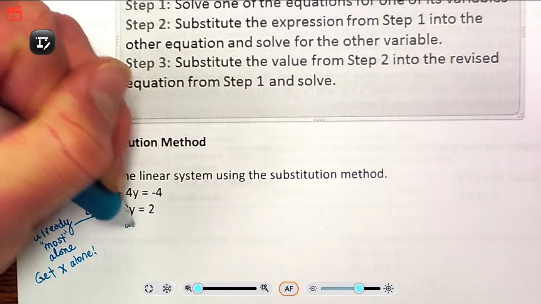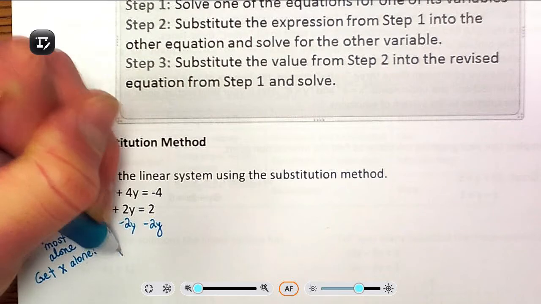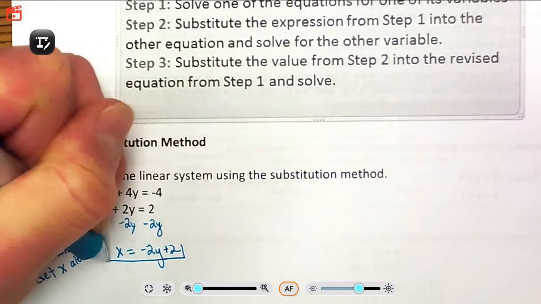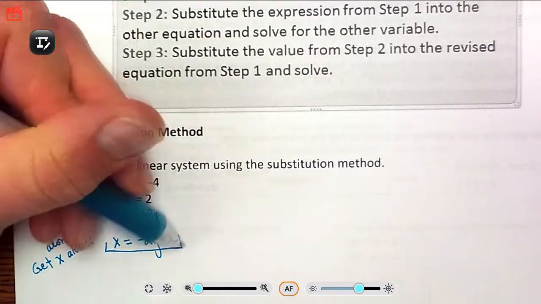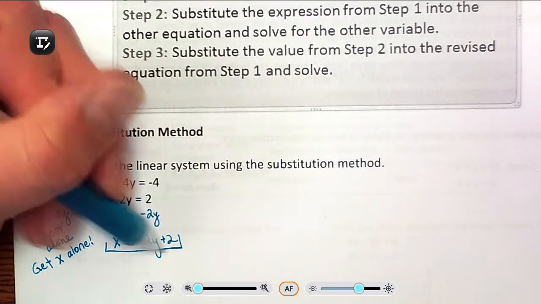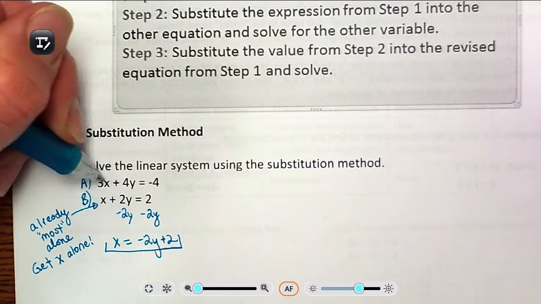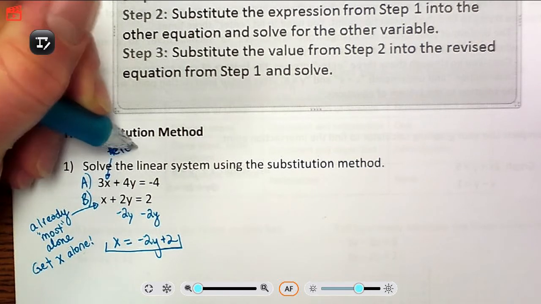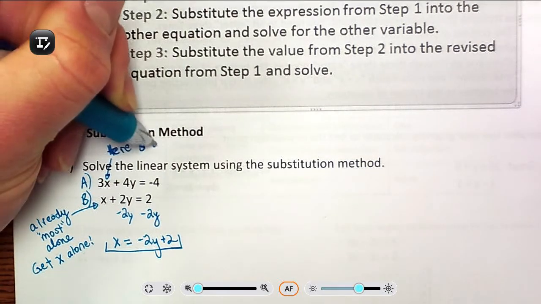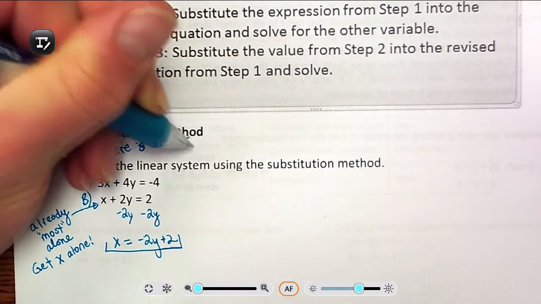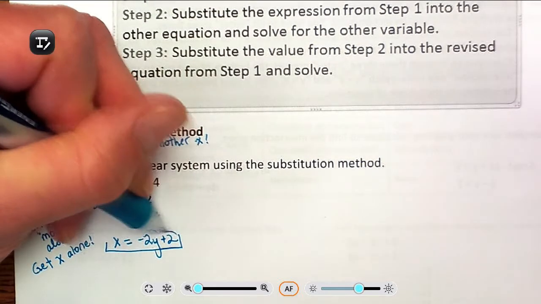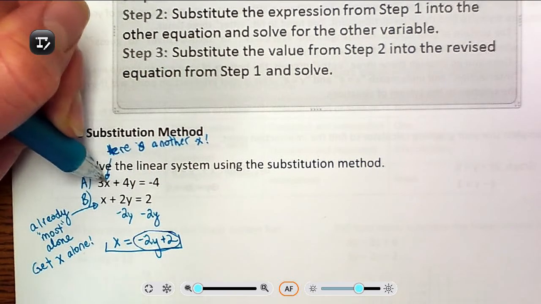That means get rid of this neighbor. Solve for x. X equals negative 2y plus 2. You say that's not very exciting. True. But it is still something. We know what x is equal to, negative 2y plus 2. If that's what x is equal to, well, here is another x. So let's work with plugging everything that x is equal to into that x.